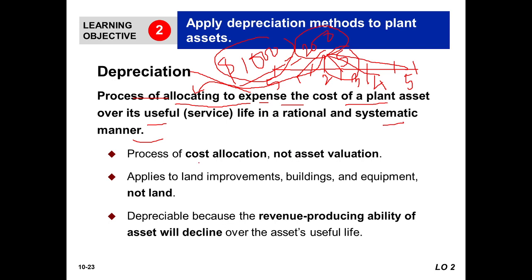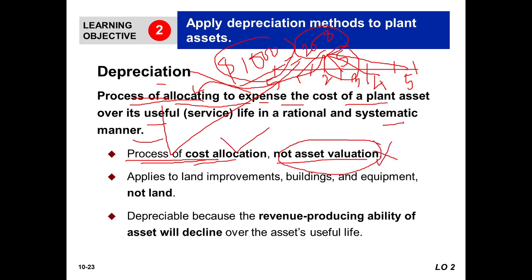Depreciation is a process of cost allocation, not asset valuation. This $200 that we allocate every year is cost allocation. It is not asset valuation; that would be wrong.